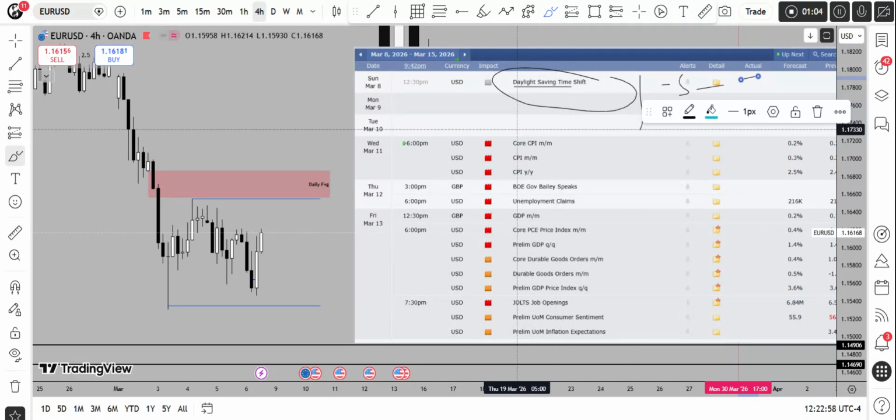In the winters, the sessions get delayed by 1 hour, but as we are approaching spring and summer, we can expect the London session and New York session to shift 1 hour earlier. So the 8:30 release of the New York AM session, in Indian Standard Time, was earlier 7 p.m. Now it would be shifted to 6 p.m. So you can understand it like this. On Sunday, we have this daylight shifting time.